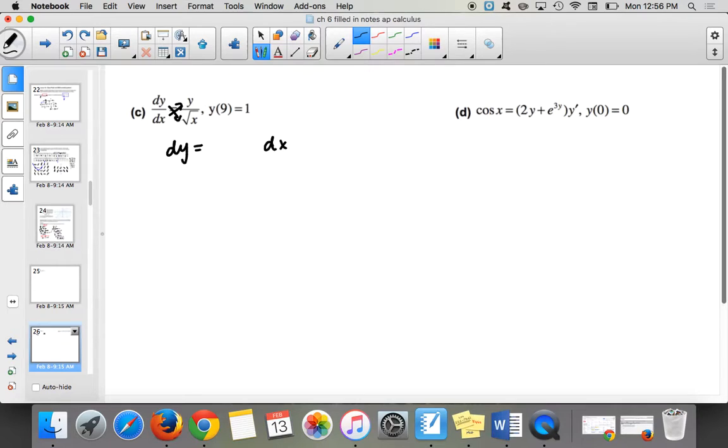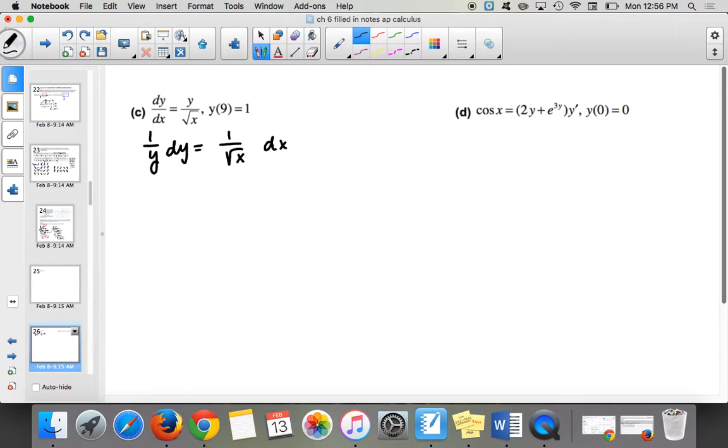So if you cross multiplied, you'd have dy times the square root of x equals y dx, but now we haven't separated our variables, right? So how do I get the y that was on top? How do I move it to the other side? I divide it over. It's like multiplying by 1 over y. I multiply by 1 over y to get it over. So I have 1 over y dy equals 1 over the square root of x dx.